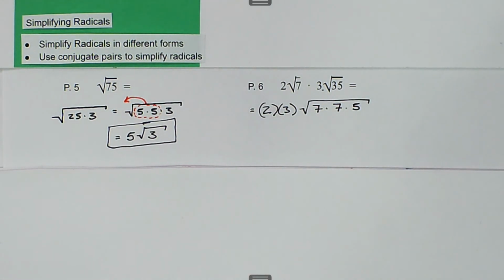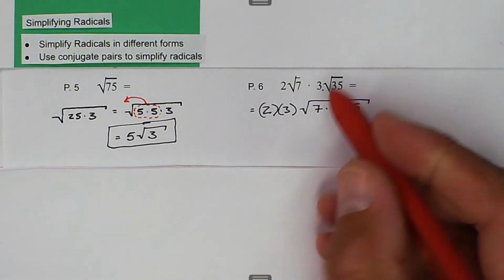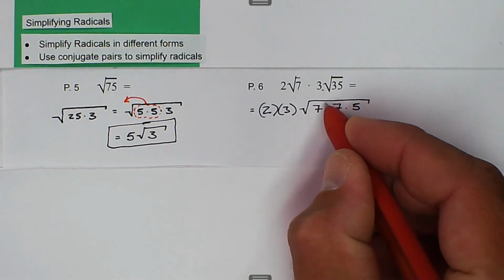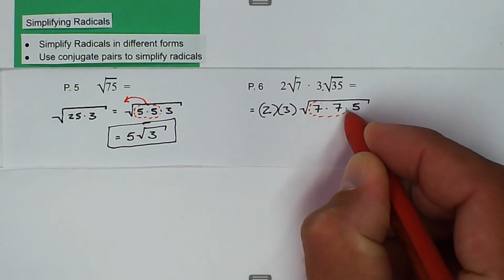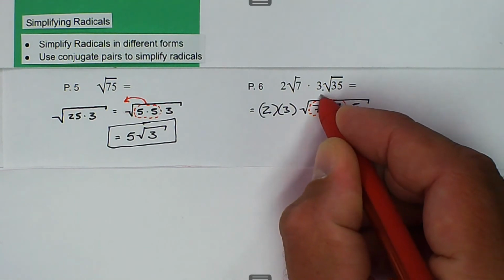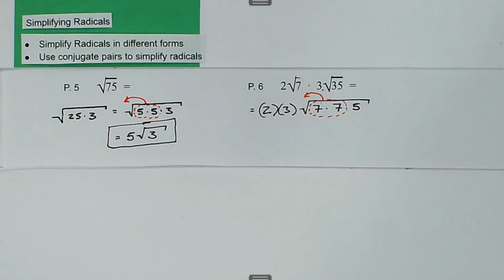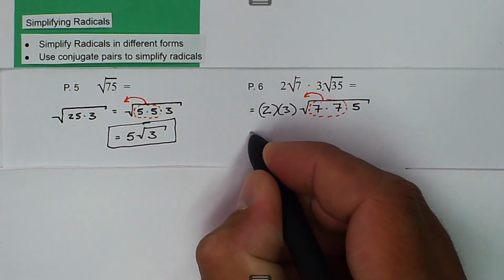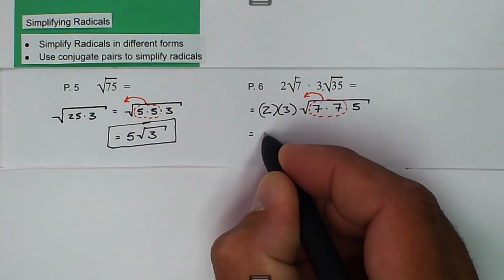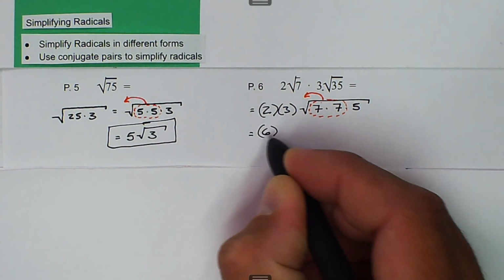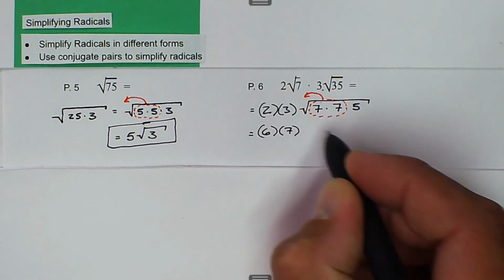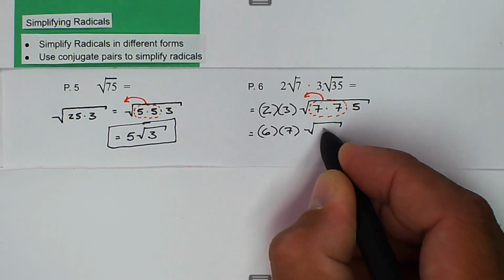And so now I'm going to look and see if I have any pairs, because this is a square root. And I do have one pair right here, a pair of 7's. So the 7's can come out, and we can rewrite this as 2 times 3 is 6. We brought the 7 out, and the 5 has to stay under the radical.